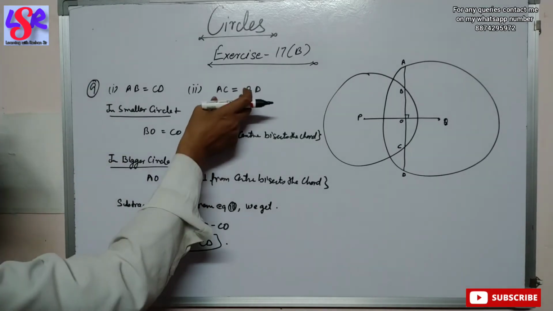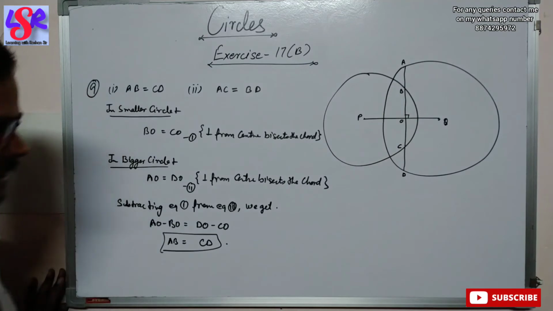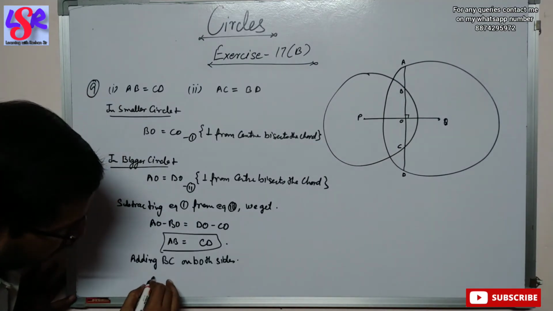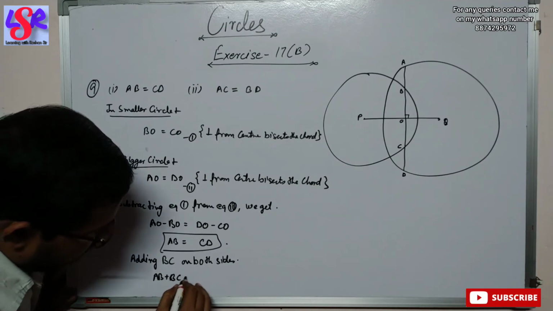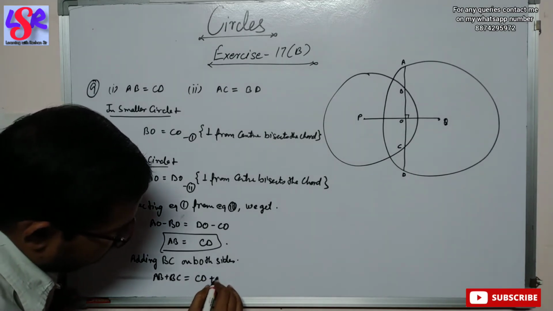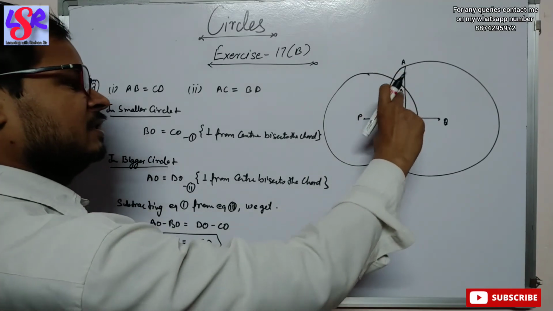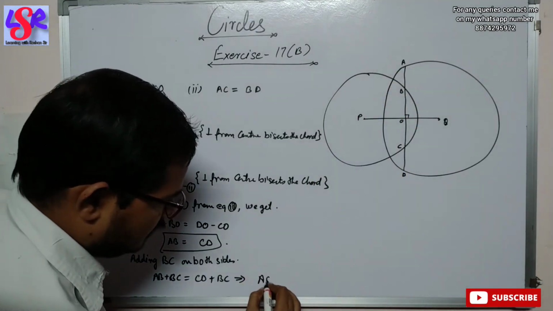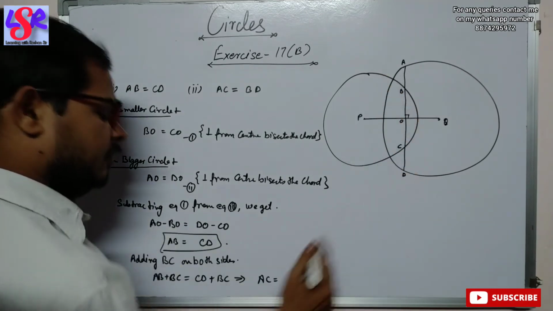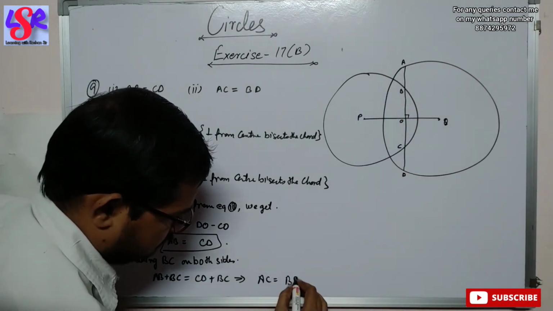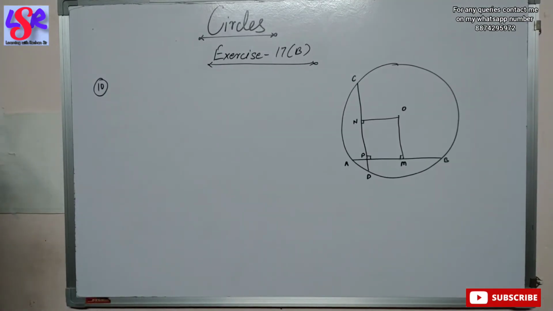Now to prove the second part, we are going to add this common portion BC on both sides. Adding BC on both sides, we get AB plus BC equals CD plus BC. And AB plus BC becomes AC and CD plus BC becomes BD. Hence proved. Now let's move to question number 10.